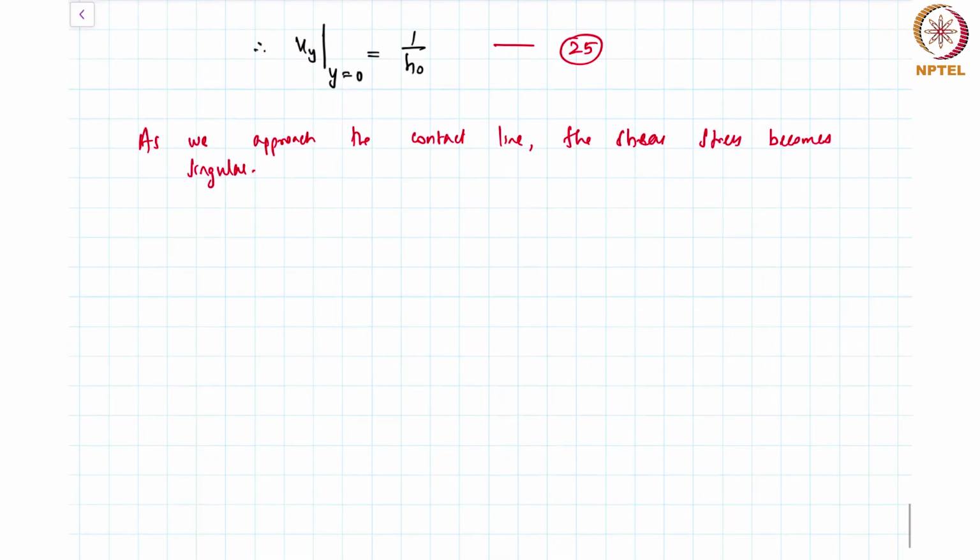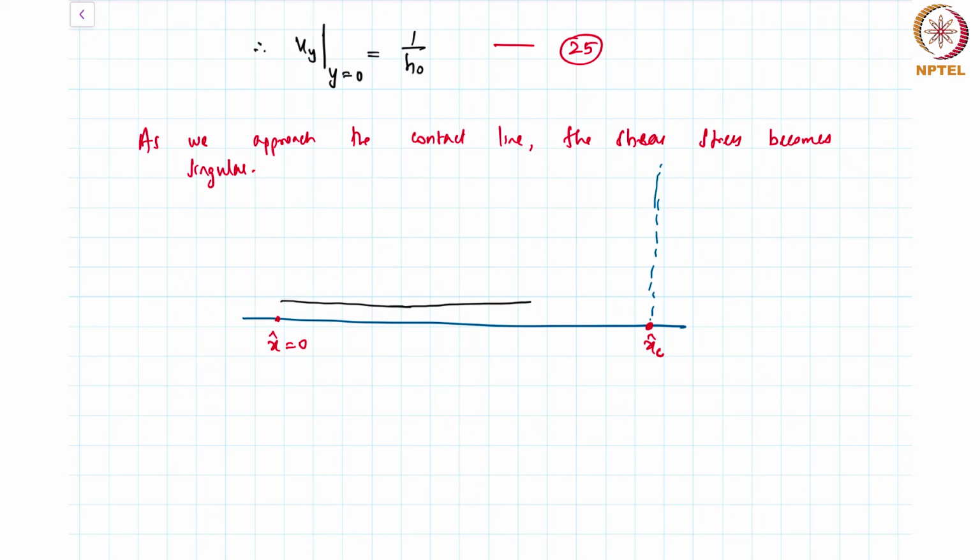So if I look at this solid plate, and say that the contact line is somewhere here, and make a plot of the magnitude of the shear stress, or rather maybe let me make it a horizontal plot. This is along the solid wall, and x hat is 0 here, and x hat c, the contact line, is there. So what I want to do is see what happens when we go there. The shear stress by and large remains constant and finite, but then when you approach the contact line, it diverges. And how does it diverge? It diverges as 1 by h naught, where h naught is the height and h naught goes to 0.